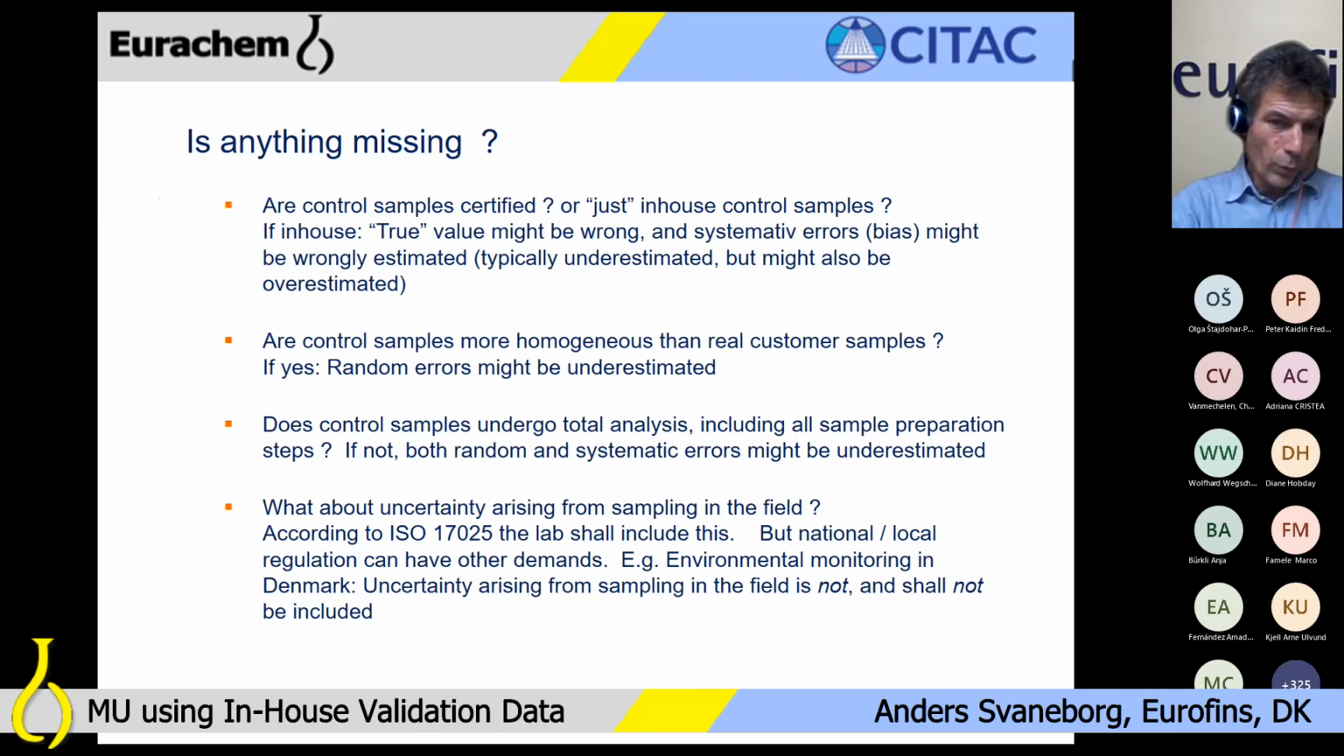Are the control samples more homogeneous than real customer samples? Often control samples are very finely ground, so very homogeneous. If they are more homogeneous than real samples, then random errors might be underestimated. And do the control samples undergo the total analysis, including all sample preparation steps? If not, both random and systematic errors might be underestimated.